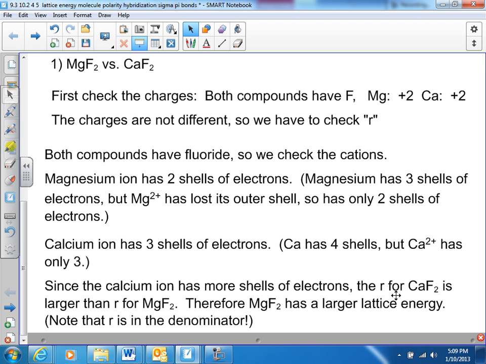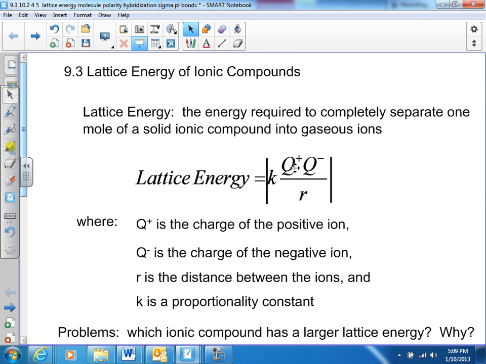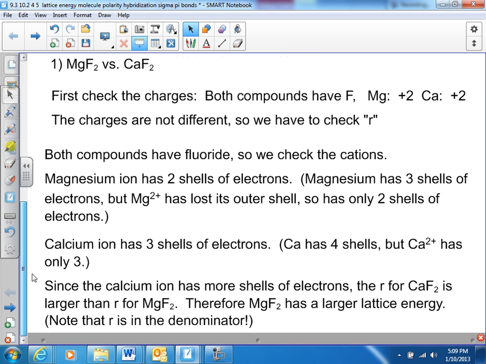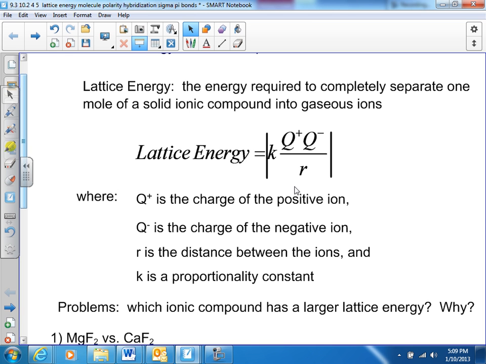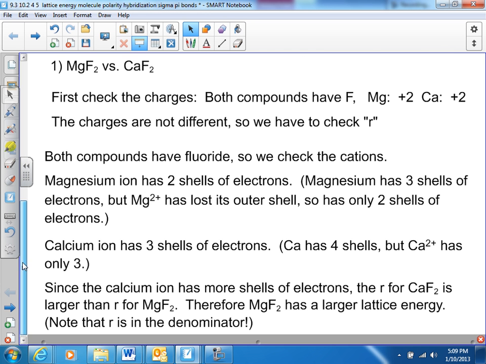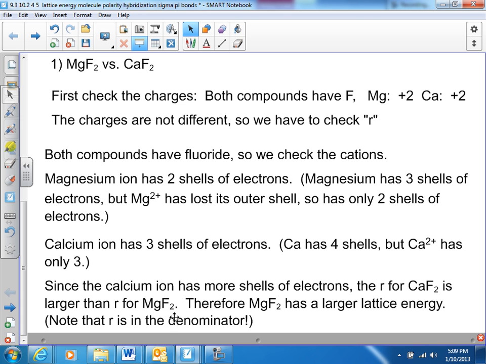This last little therefore piece gets some people confused. Let's just remember the charges were the same. The charges for calcium fluoride and magnesium fluoride are the same, but the radius is in the denominator. The radius for fluoride in both of them would be the same, but calcium is bigger than magnesium. If calcium's bigger than magnesium, then calcium fluoride has a bigger R. You'd be dividing by a bigger number, which means calcium fluoride has a smaller overall lattice energy, and magnesium fluoride has a larger lattice energy.